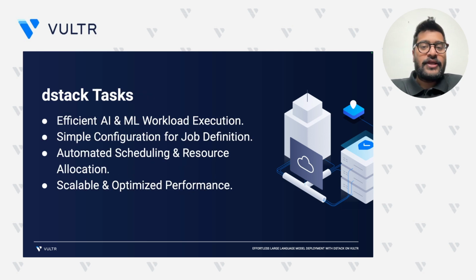When it comes to running AI and machine learning workloads, dstack streamlines the process with each task representing a specific job, whether it's training a model, processing data, or running an inference pipeline. Users can define tasks in a lightweight configuration file, specifying resources like GPUs, dependencies, and scripts. Dstack then takes care of scheduling, execution, and resource allocation, ensuring efficient workload management without the complexity of manual orchestration. This makes it easy to scale AI operations while maintaining performance.